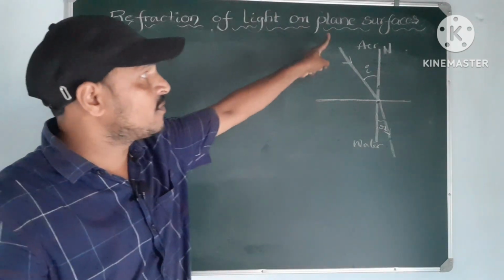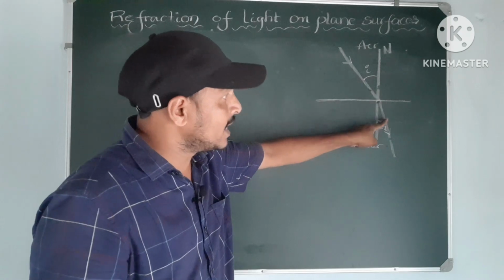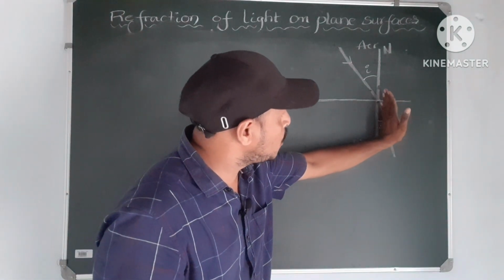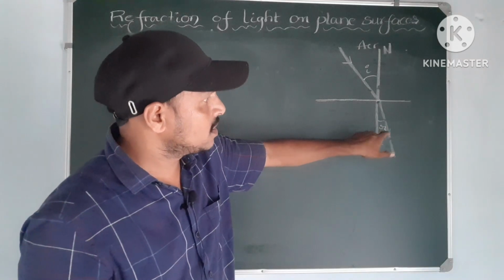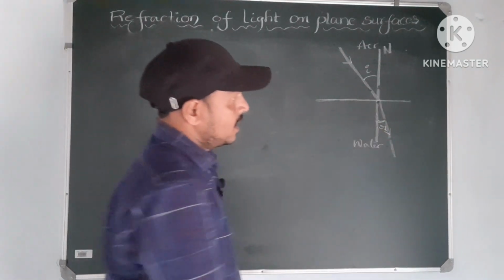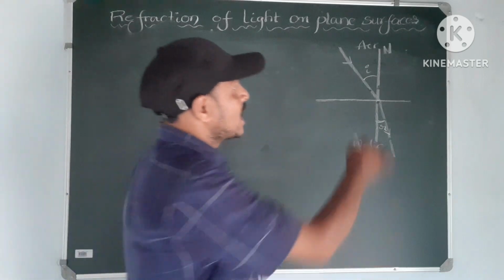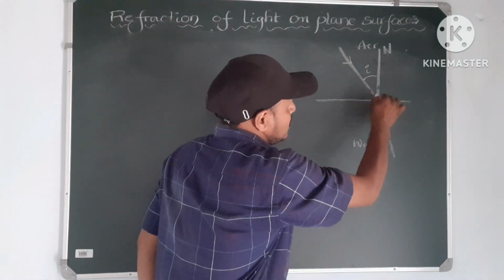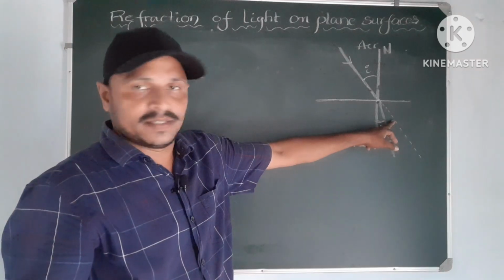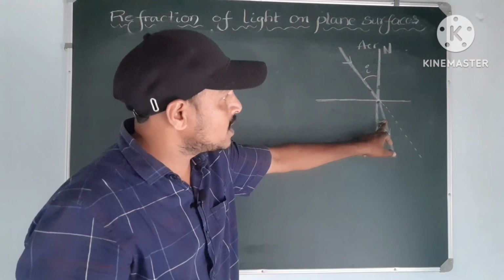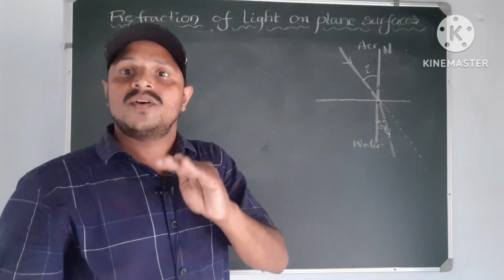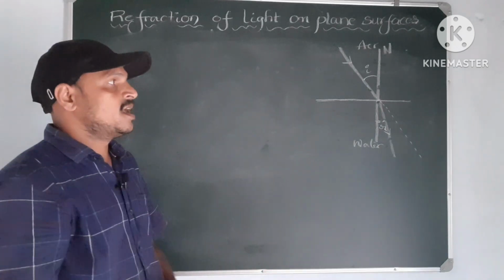When the light ray enters from a rarer medium to a denser medium, it bends towards the normal. See this, it's coming and bends towards the normal. What is the actual path of the light? If there is no water, this is the actual path of the light, but it bends towards the normal because of the change of velocity, the decrease of speed.